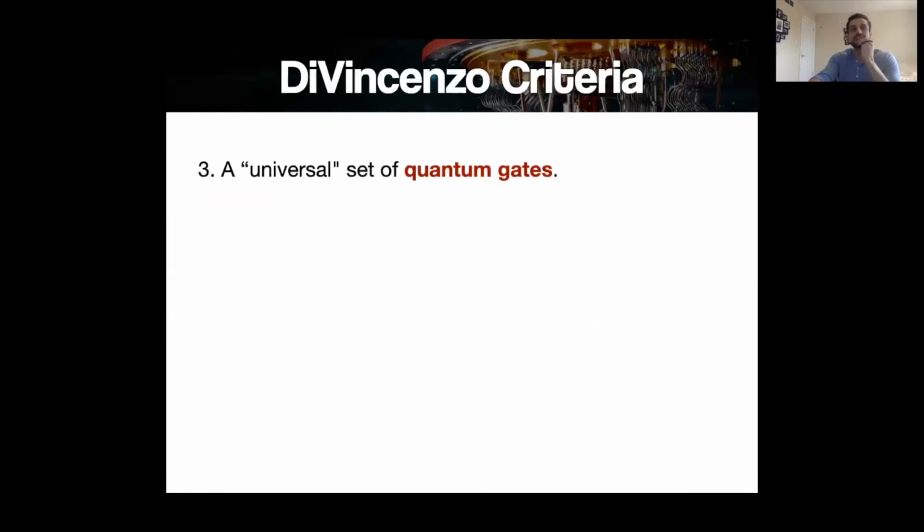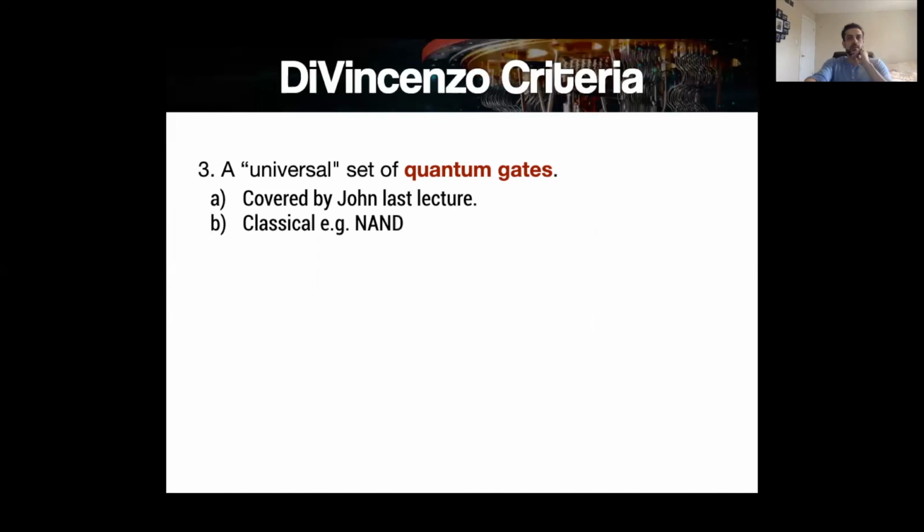And so the third one then is the universal set of quantum gates. So we've got our qubits, we've prepared them in the all zero state, now what? John looked at quantum gates last lecture, so I won't spend too much time talking about them.